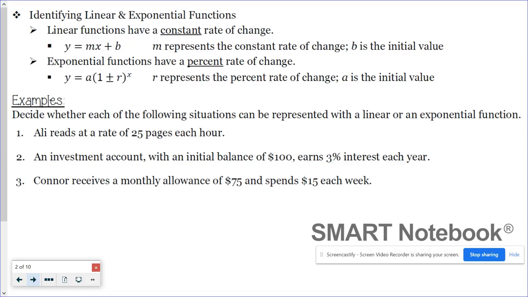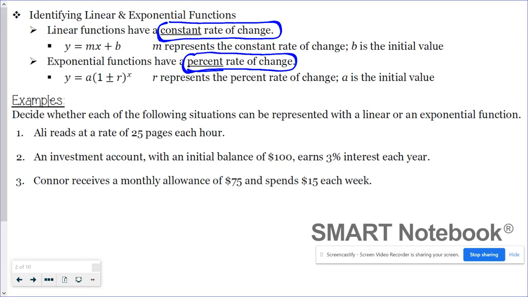Okay, linear functions make sense when you have a constant rate of change. Exponentials, we're going to use those when we have a percent rate of change. So linear functions, constant rate of change; exponentials, percent rate of change. Are you ready to identify these? Well, too bad, because examples 1 through 3 want us to determine linear or exponential.